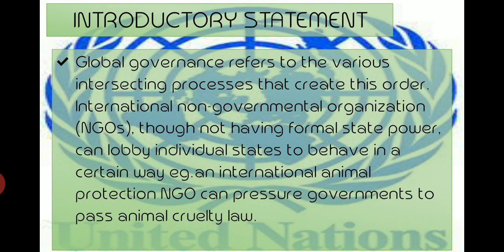Global governance refers to the various intersecting processes that create order. International non-government organizations, though not having formal state power, can levy individual states to behave in a certain way. For example, International Animal Protection, a non-government organization, can pressure governments to pass an animal cruelty law.